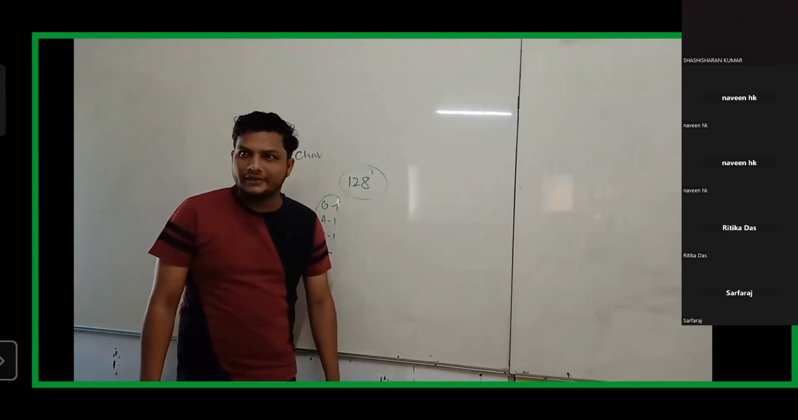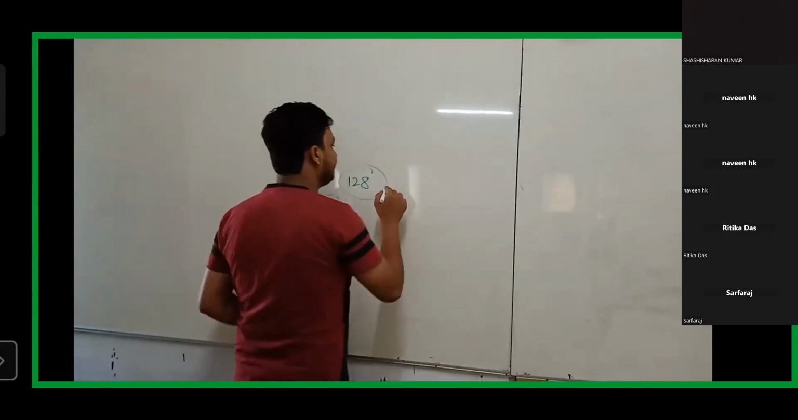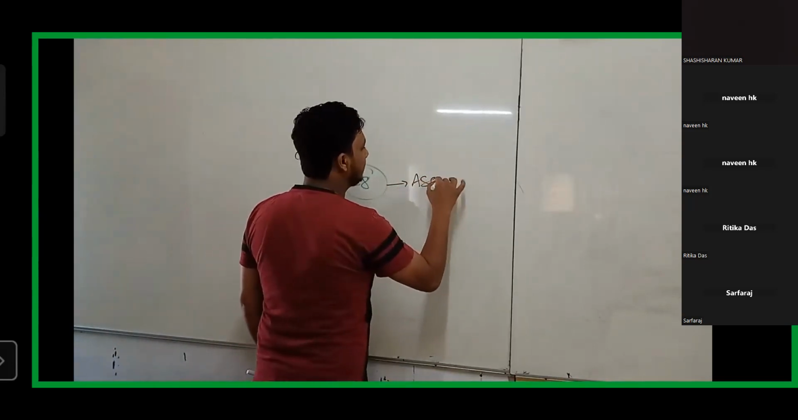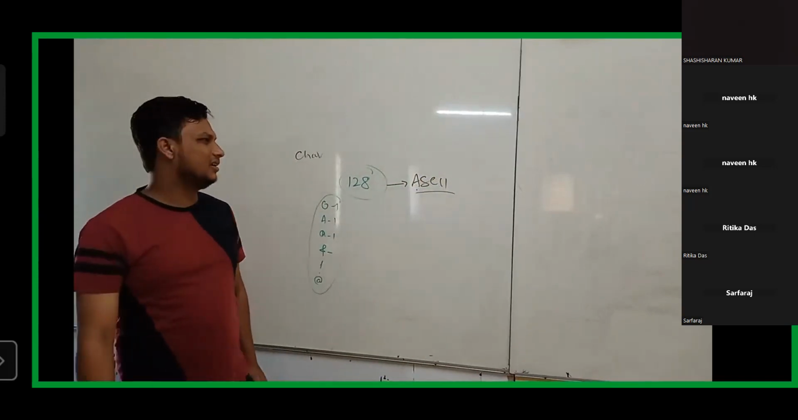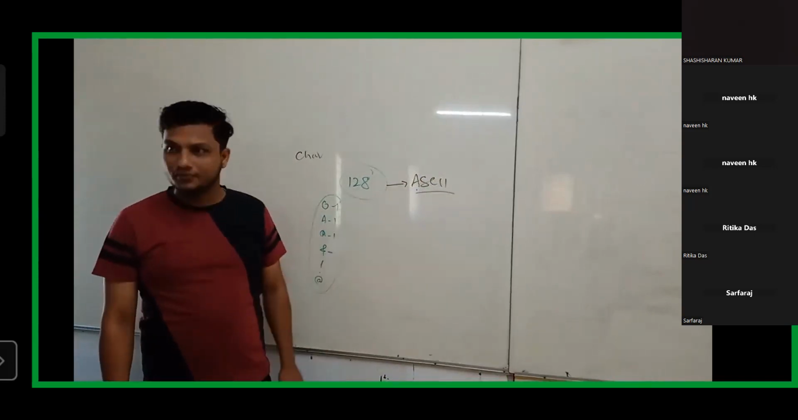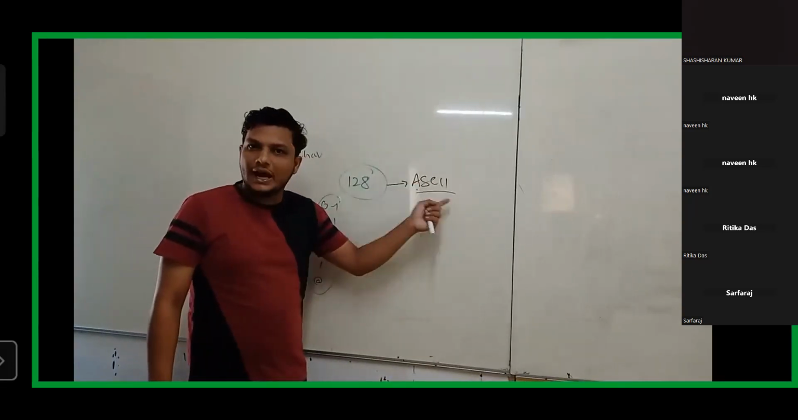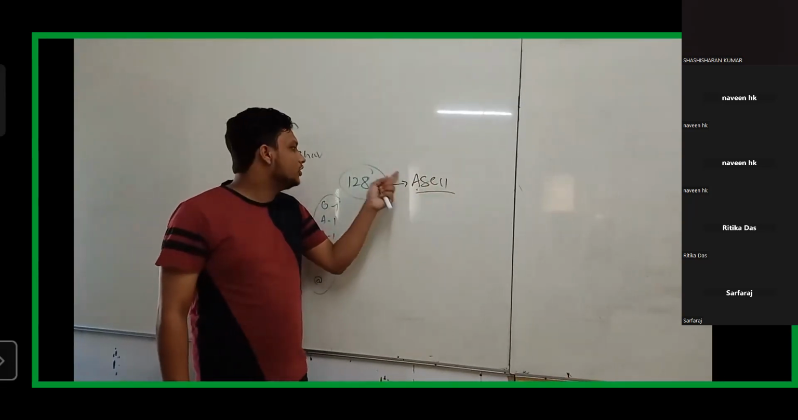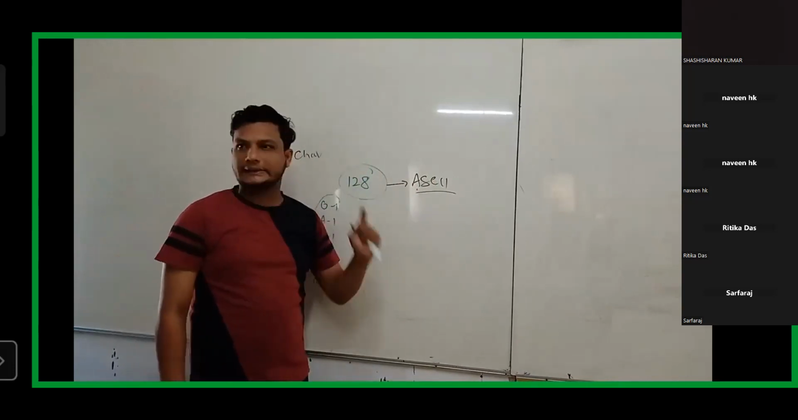Now, so many languages make use of something called ASCII, that is American Standard Code for Information Interchange. So this is what ASCII stands for. Most of the languages which support only English go with the ASCII values.